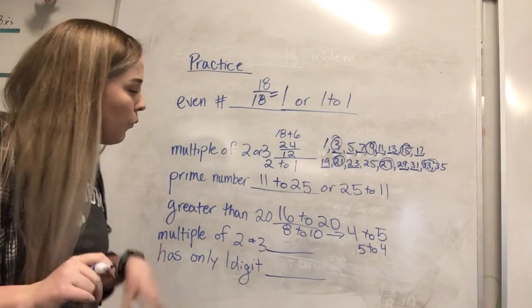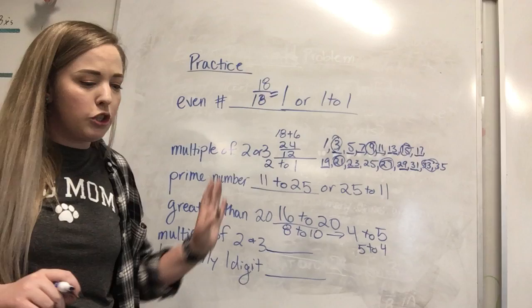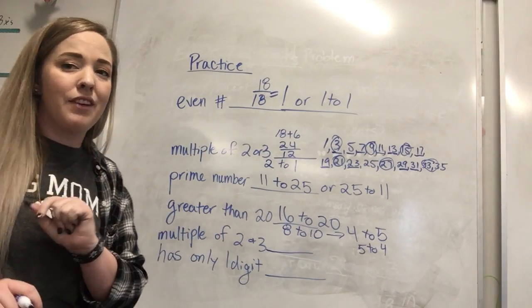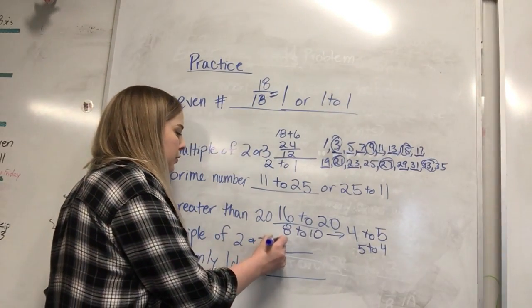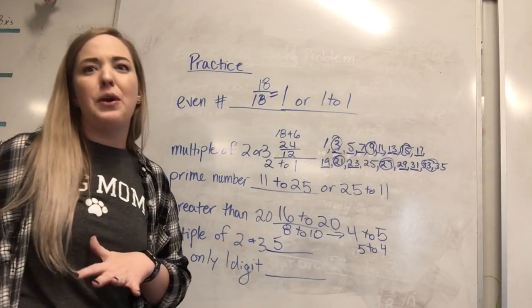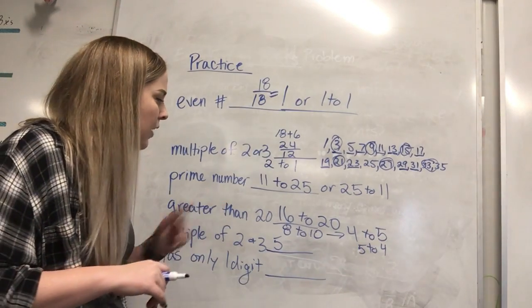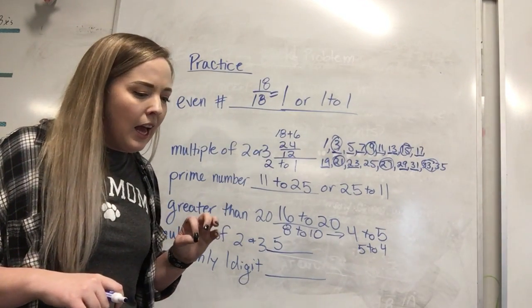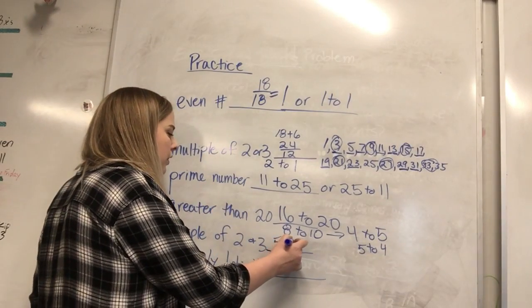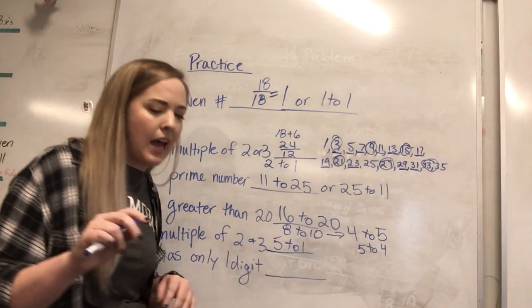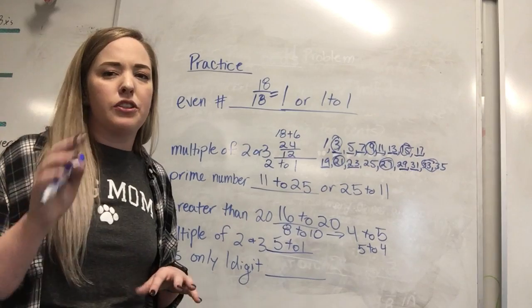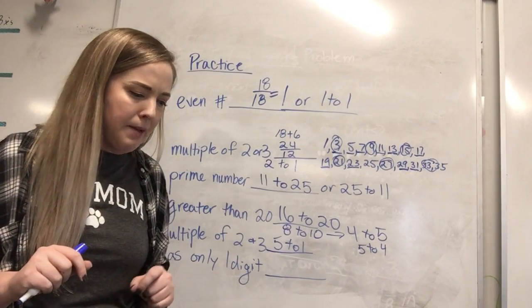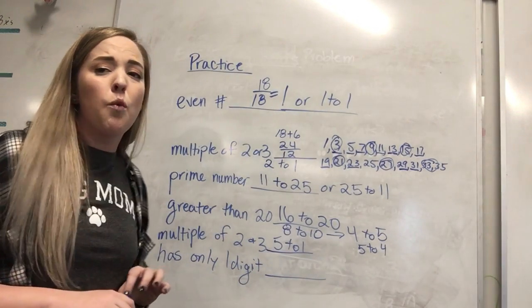All right, so what you should have gotten for multiples of 2 and 3 is 5. There are 5 numbers that can be multiples of 2 and 3. Sorry, I'm getting tongue-tied, guys. All right, and then it should be 2, 1, and I'll explain that in another video, but just so you know, it should be 5 to 1, okay? And the last one has only 1 digit.